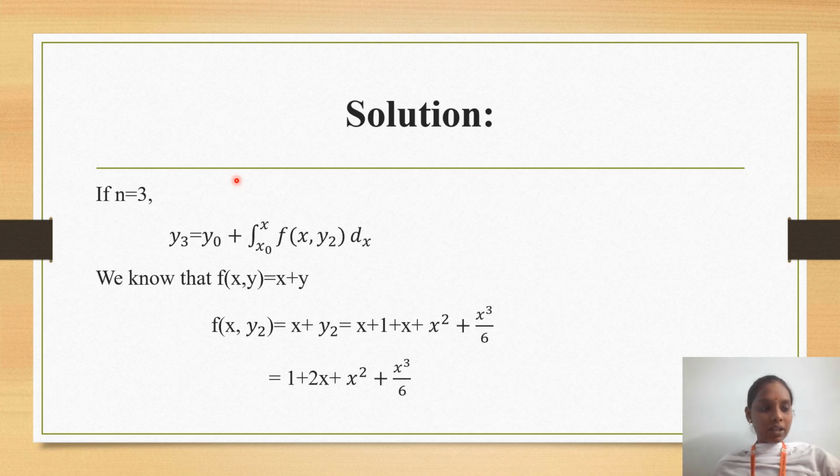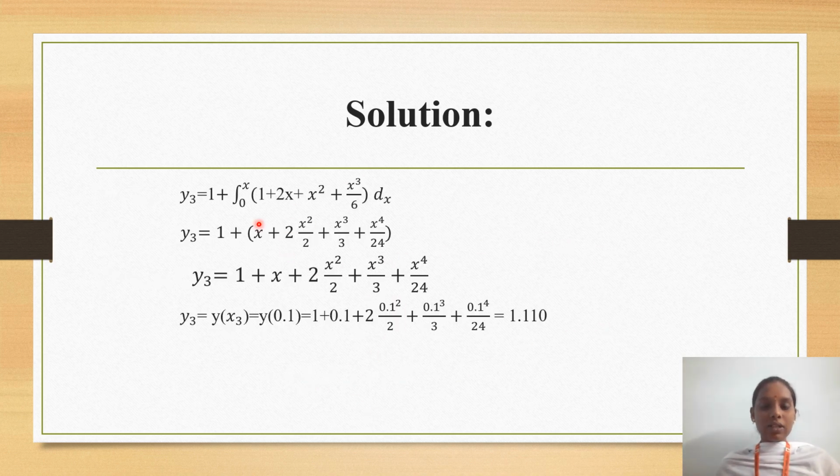Similarly, if n is equal to 3, y1 is 1.105, y2 is 1.110. There is no desired accuracy value, so we can go through n is equal to 3 also. This is the y3 formula. Next, in place of y, we put the y2 value, which we found previously. Substituting this, we get the equation 1 plus 2x plus x square plus x cube by 6.